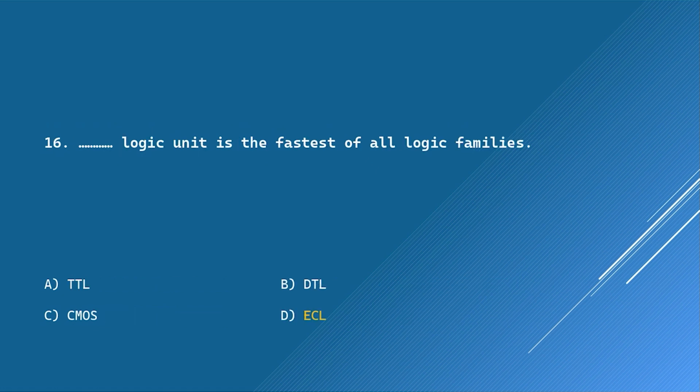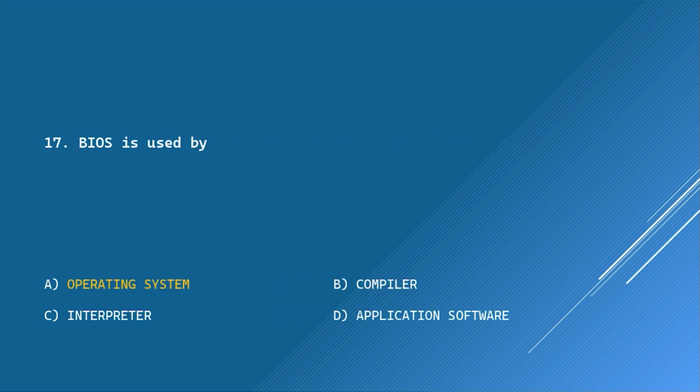16. Which logic family is the fastest of all logic families? A. TTL. B. DTL. C. CMOS. D. ECL. Correct answer is ECL.